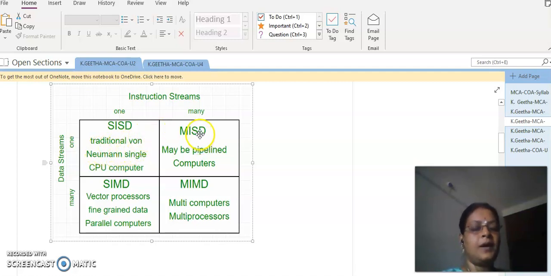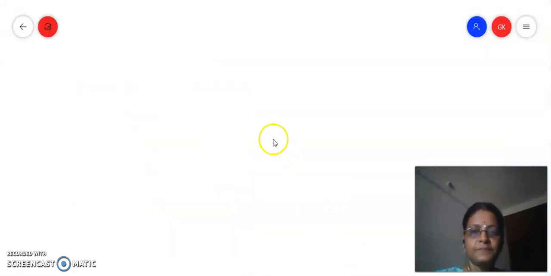Now the next category is like a kind of matrix. We fix the data stream to be single, but the instruction stream we move on to multiple. So we have multiple instruction and single data. You could wonder how there can be multiple instruction and single data. For example, if we take a plus b, we can just see it on the board so that it will be still more clear.